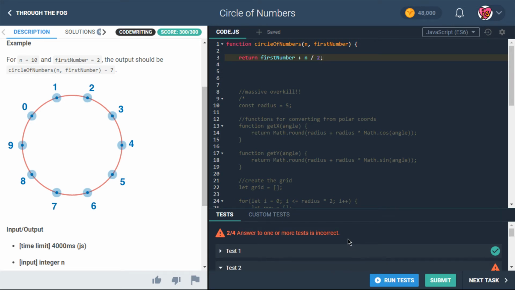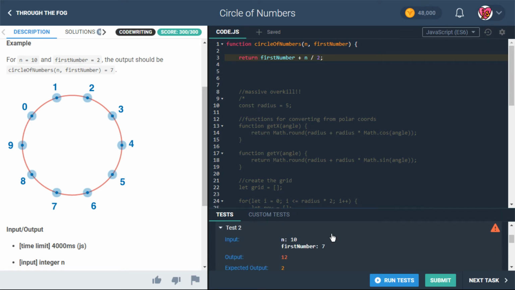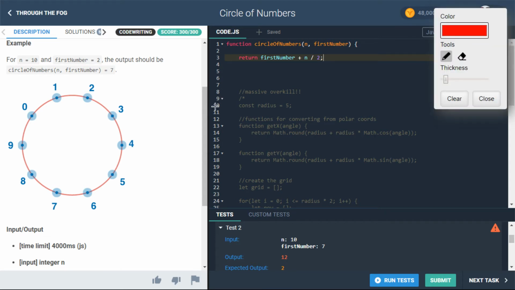Not for all of them. It worked for some, but not all. So if we look at the second one, notice the first number here is 7. And that's what we had. Where'd that brown go? Oh, that was a good color. Okay, so we had 7 over here.